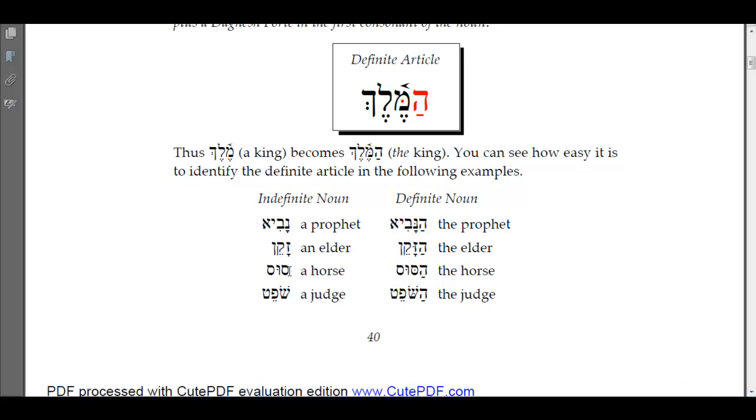The next one we have is sus, a horse, but we want to make it the horse. We put the definite article on: the hey, the patach, and the doubling of the samekh here. Same thing with a judge, shofet. We add the hey, the patach, and the doubling of the first consonantal root of the word. And that's pretty simple on that section.